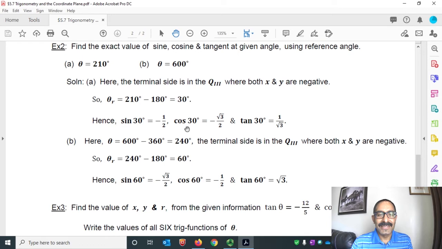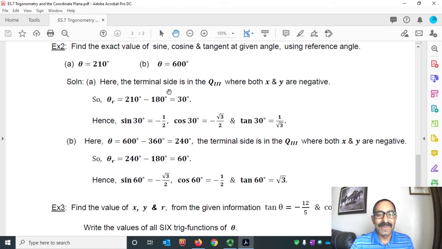Similarly, cosine 30 degrees is negative radical 3 over 2, and tan 30 degrees equals sine 30 degrees over cosine 30 degrees. So divide this number by this number, and it turns out to be 1 over radical 3. Keep in mind the tangent function is positive in the third quadrant, so the result turns out to be positive. I hope this idea makes sense to you all.